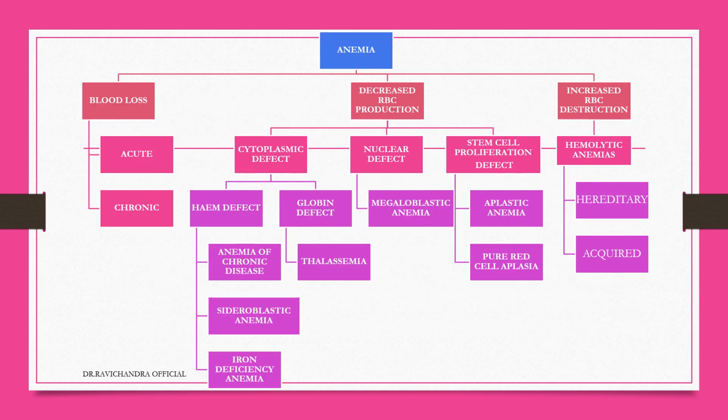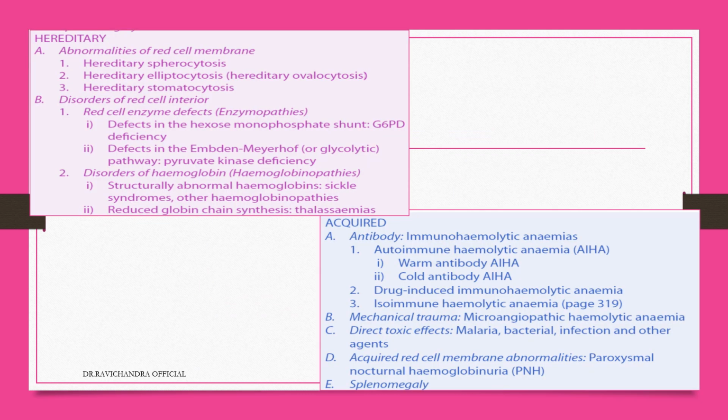As I said earlier, anemia is broadly classified into anemia because of blood loss, because of decreased RBC production, and because of increased RBC destruction. Increased RBC destruction results in hemolytic anemia. It can be hereditary and acquired.